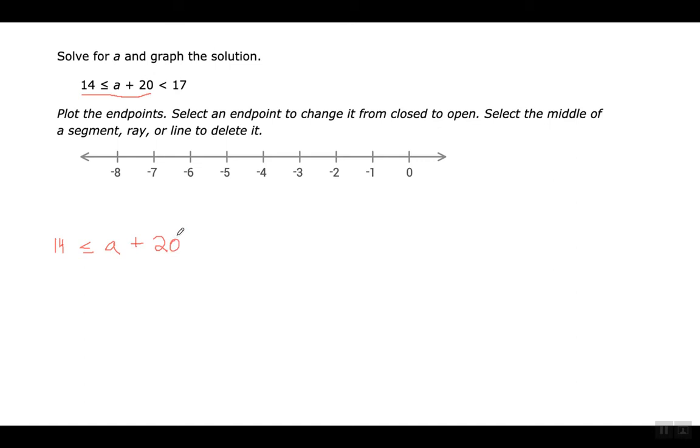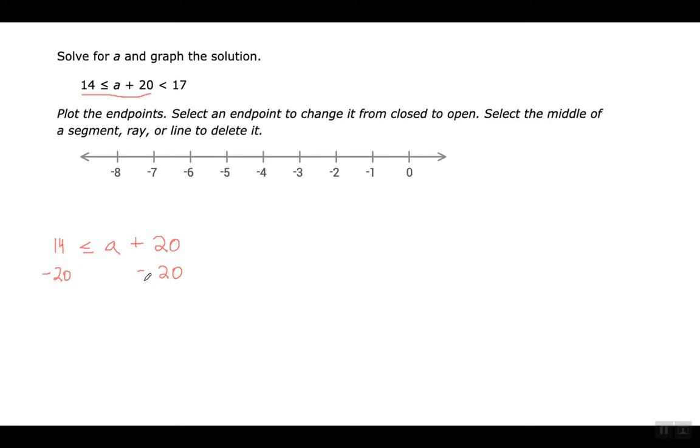Now, just like when you have an equation, your goal is to get the variable by itself. You want to solve for the variable. This is not an equation because you don't have an equal sign. It's an inequality. That's what you call those symbols. So I still want to get A by itself. So what I'm going to do is get rid of the plus 20 by subtracting 20 from both sides.